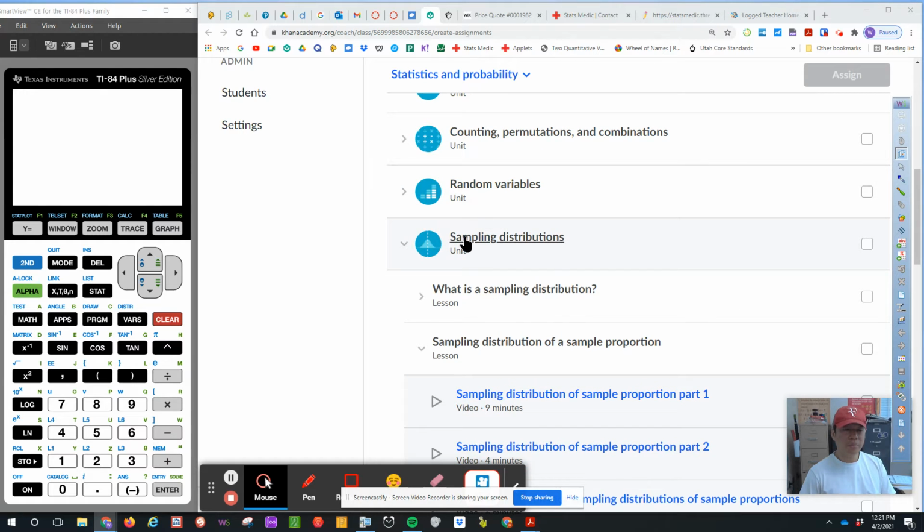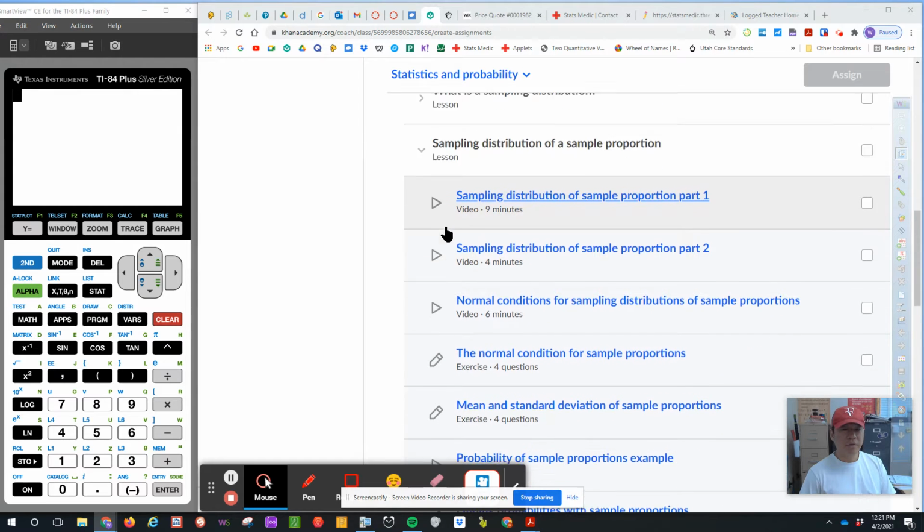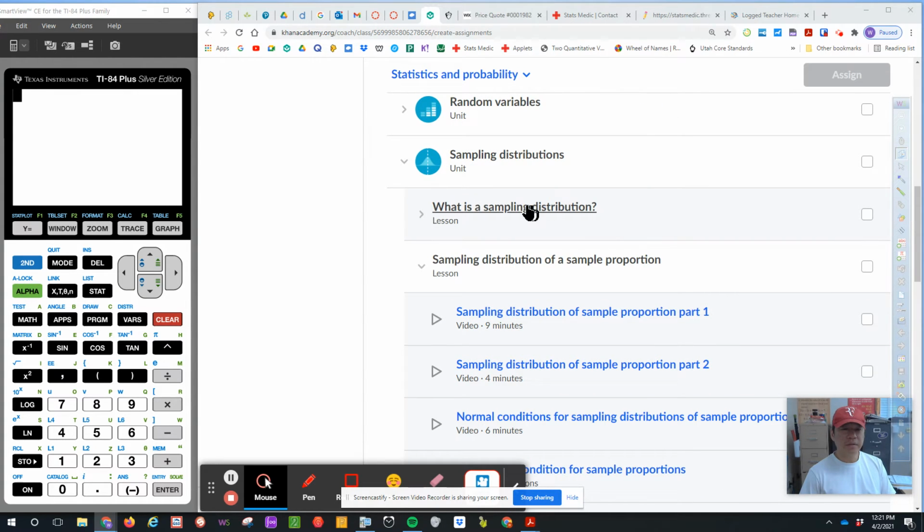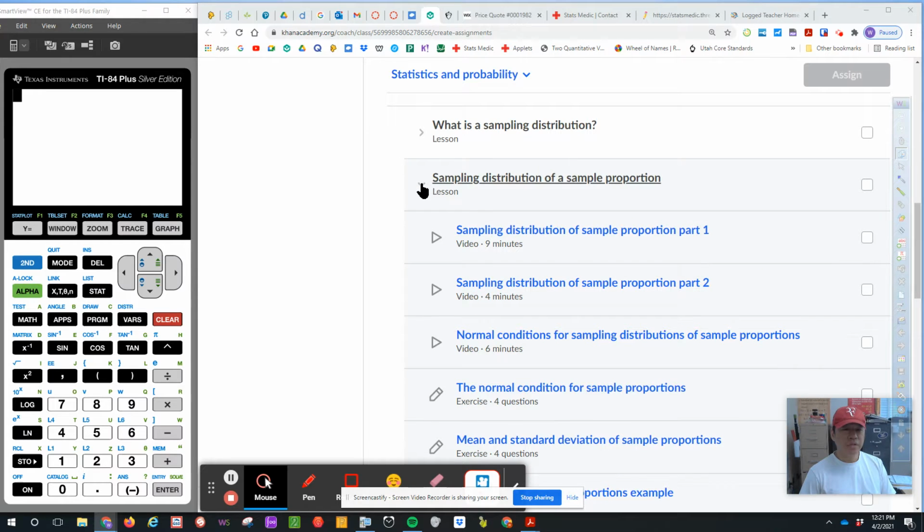Today we will be continuing with some of the exercises in Unit 10 on sampling distribution. I believe we have finished what is a sampling distribution lesson, and we finished the sampling distribution of a sample proportion.